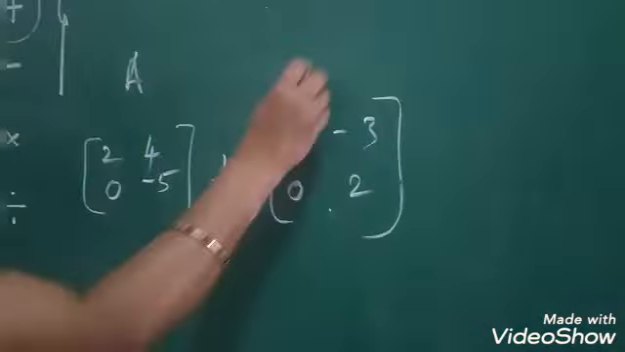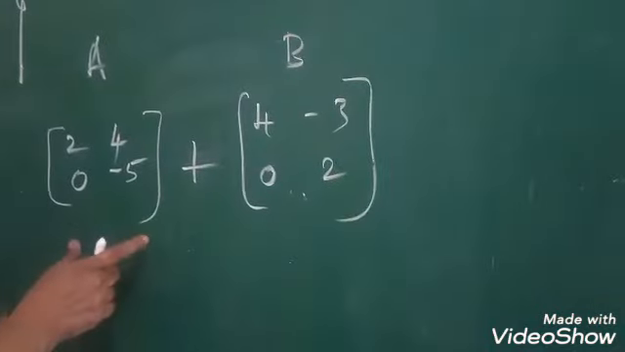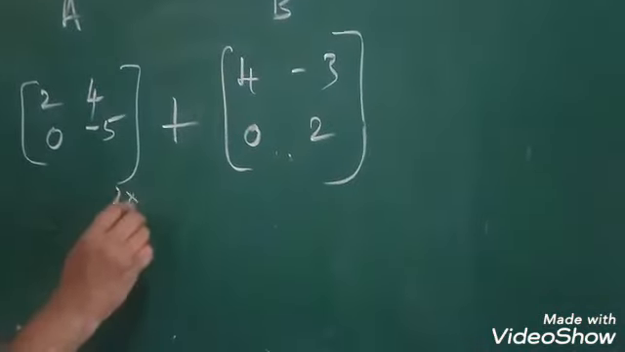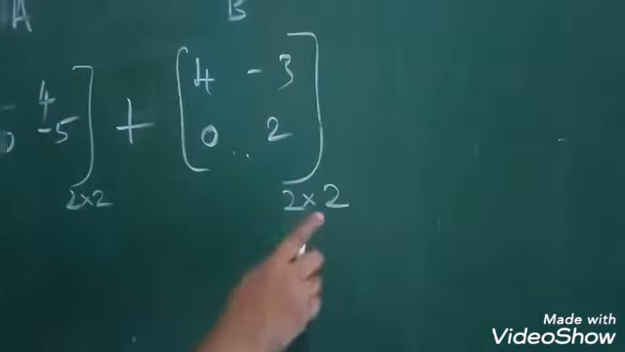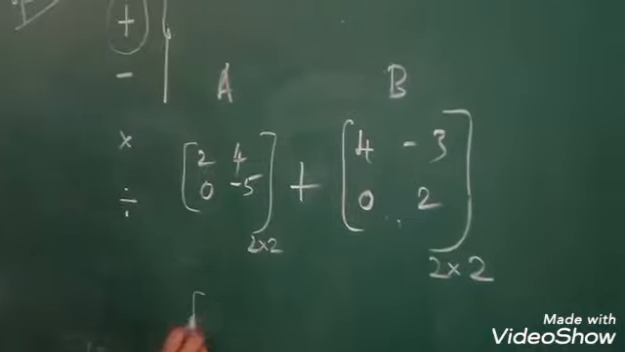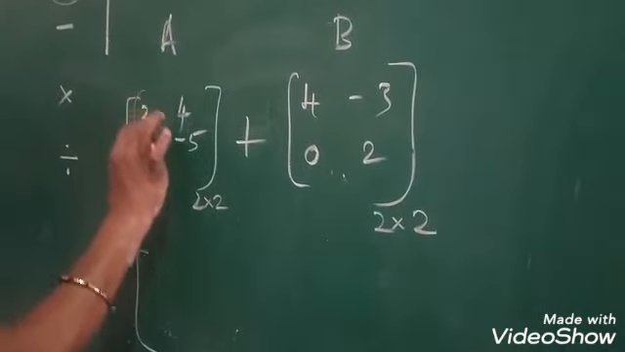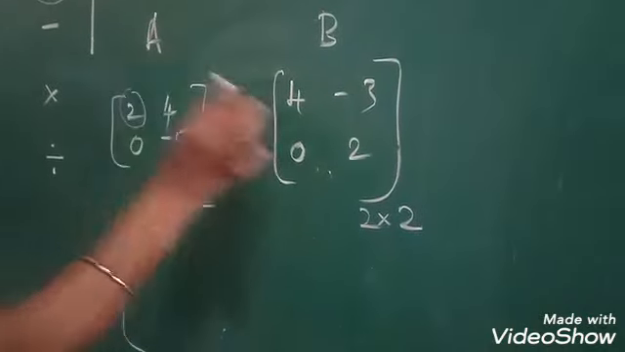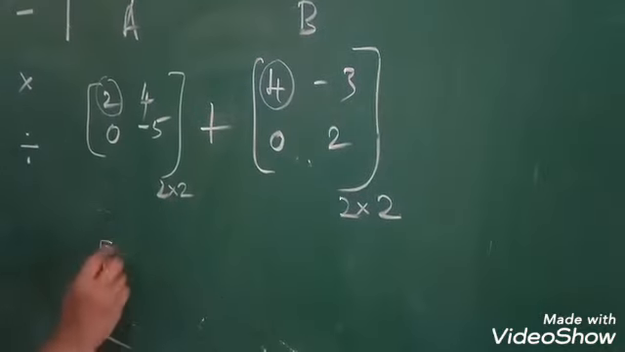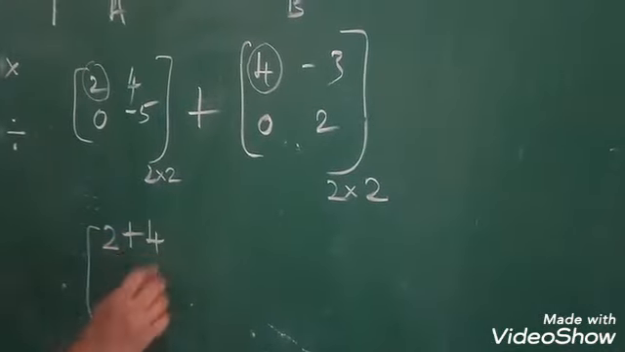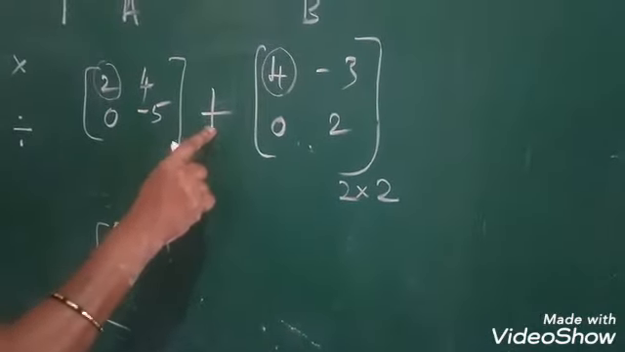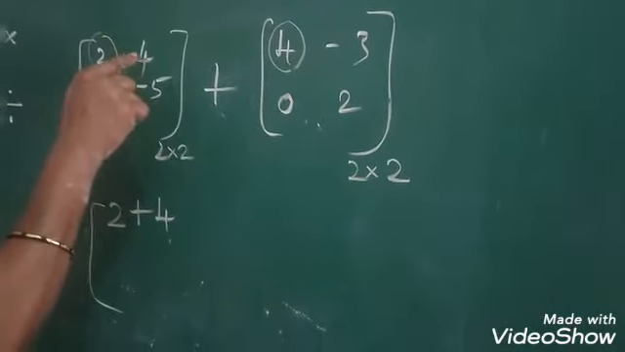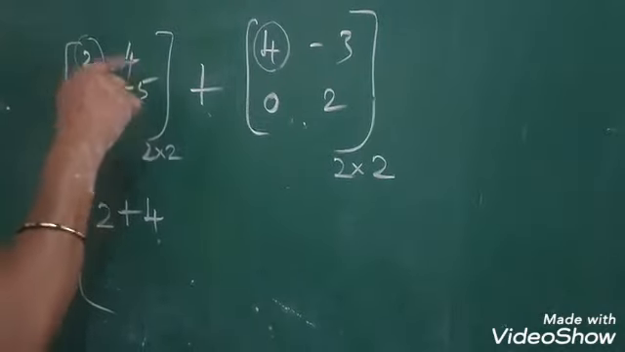See, this is called the A matrix, this is called the B matrix. Here the order of the matrix is 2 rows, 2 columns. Here also 2 rows, 2 columns. Now we want to add. How do you add girls? The first element of the first matrix and the first element of the second matrix. So in the first position, 2 plus 4. Here the operation is plus. Then next, the second element in the first row.